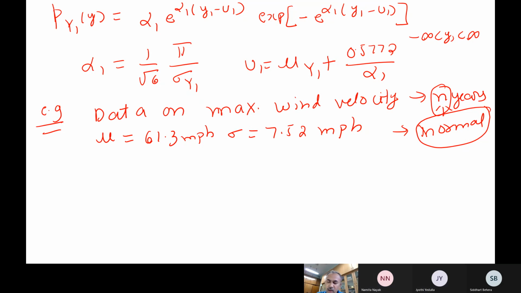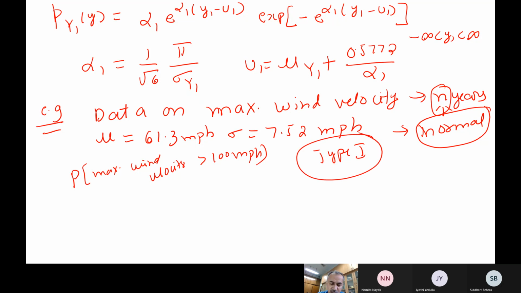Now I want to find out the probability that the maximum wind velocity will exceed 100 miles per hour. So this is what you find. Since it is normal or whatever, automatically Type 1. So I'm assuming that it is Type 1. Now let us find out this value.